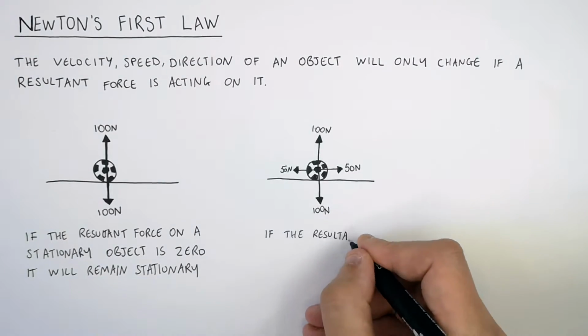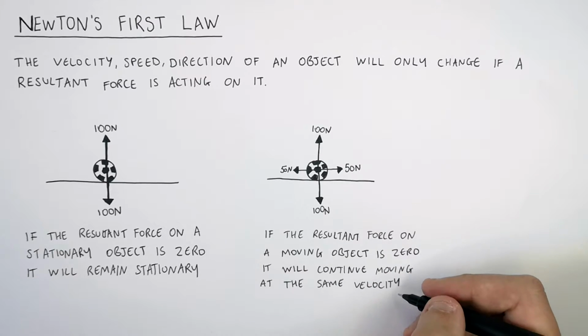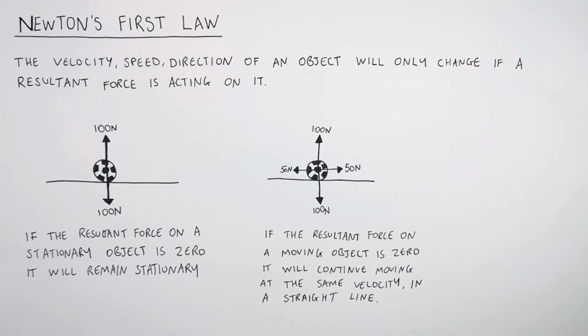So if the resultant force on a moving object is 0, it will continue moving at the same velocity in a straight line without changing direction.